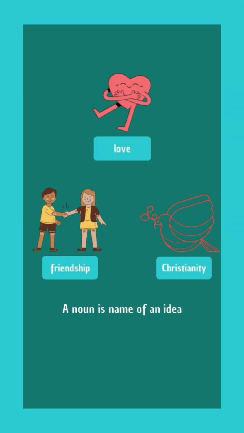The last but not the least, a noun can also be the name of an idea, like love, friendship, Christianity. These are things we cannot see or touch, so they are called abstract nouns. They are feelings, beliefs, or concepts. So any name of an idea is called a noun.